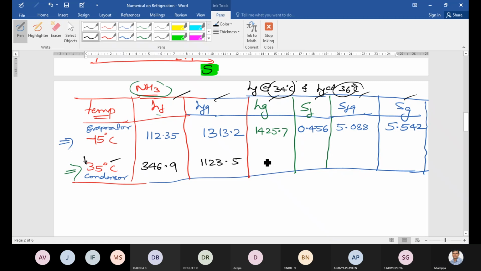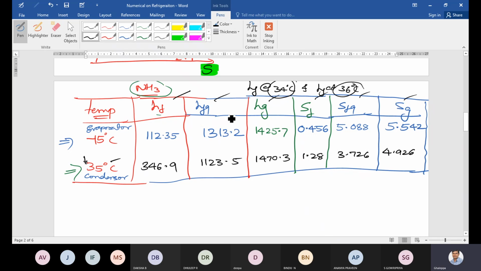123.5, 1470.3. Here the values are 1.28, 3.726, 4.926. These are the values. Correct? Okay. Later you can cross check.